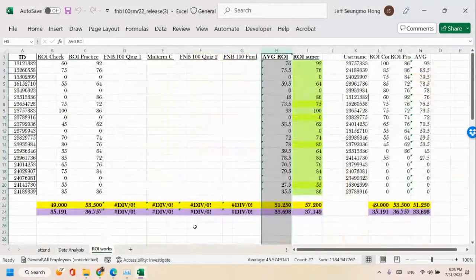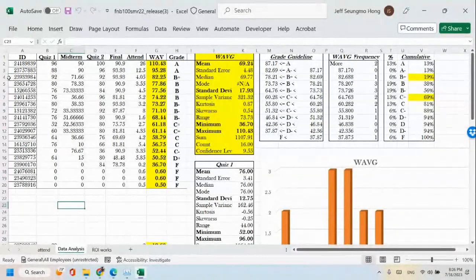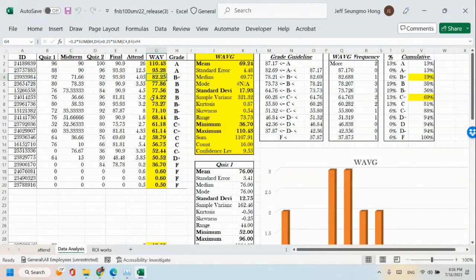Normally every semester, it doesn't matter whether it's summer or regular semesters or winter immersion, I use the average of ROI to bump up. For example, this person, right? Obviously, this is the lowest, right? Of course, this person has to be like marginally below A minus. But that wasn't the case here. This person had a very low midterm.